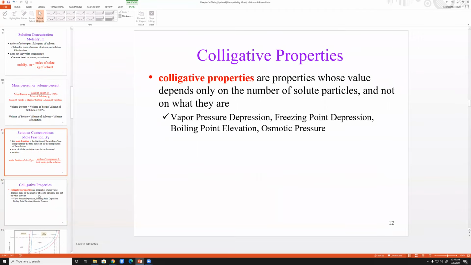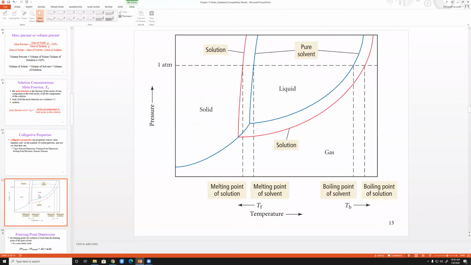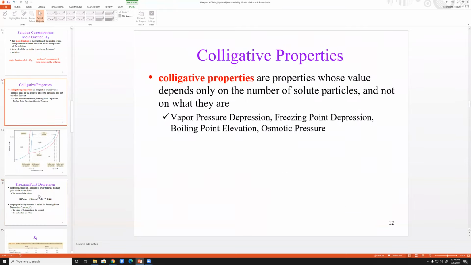Then you have this one. This we haven't covered, so this is the last thing. Colligative properties. Basically, there are 3 colligative properties. A colligative property is a property whose value depends on the number of solute particles and not what they are. So basically, what that means is freezing point, boiling point, and there's another one, osmotic pressure.